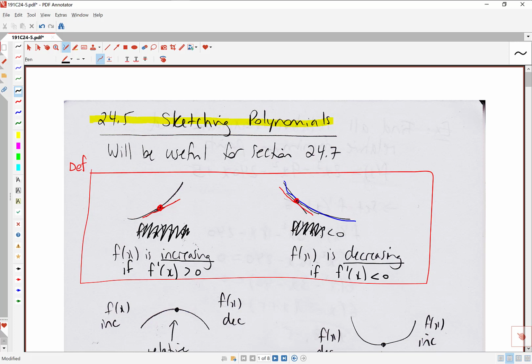I think that's a more logical way to write our definition. So the derivative being positive tells you that your function is increasing near that point. The derivative being negative tells you that your function f of x is decreasing near that point. That's our first definition.